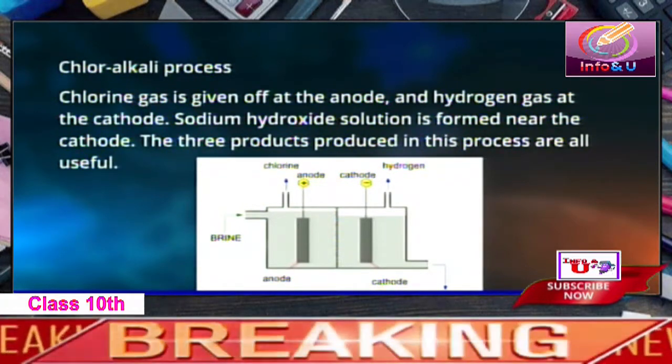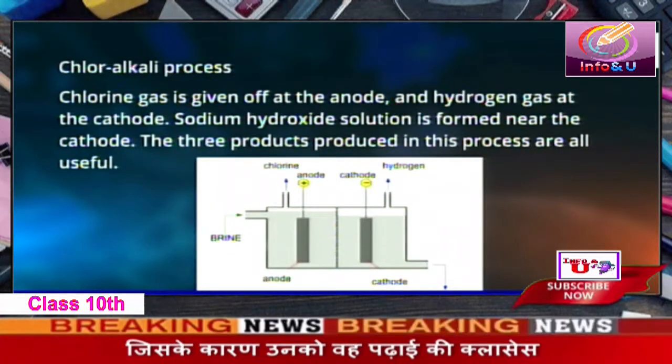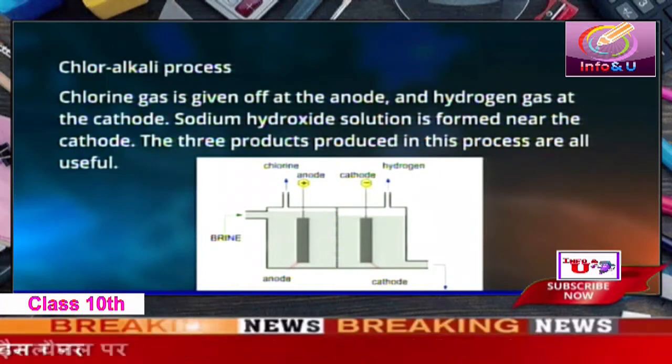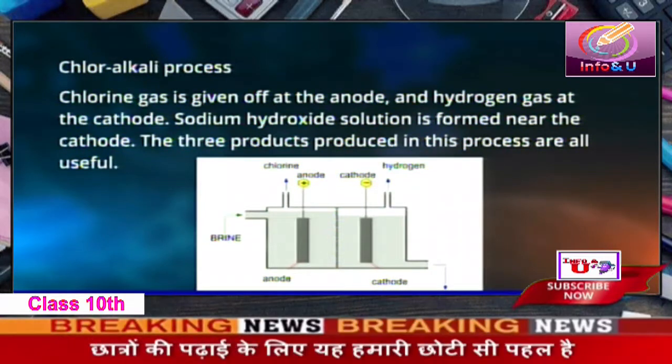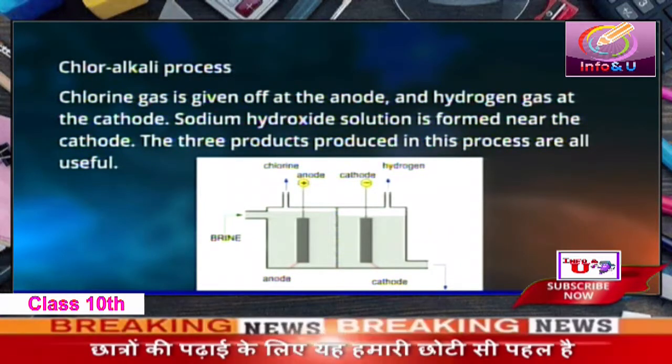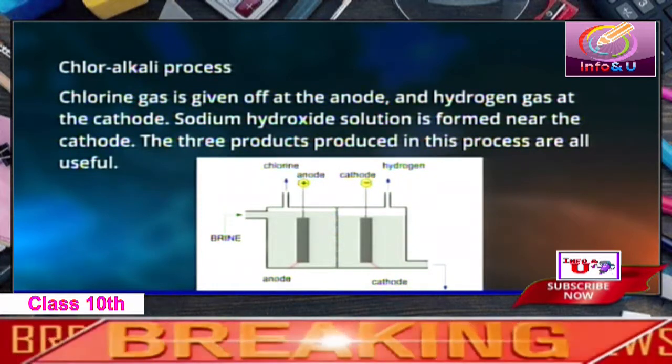It is always the oxidation, okay? And the hydrogen gas is given off at the cathode where reduction takes place. The sodium hydroxide solution is formed near the cathode at the base of the container. The three products produced in this process are all very useful.